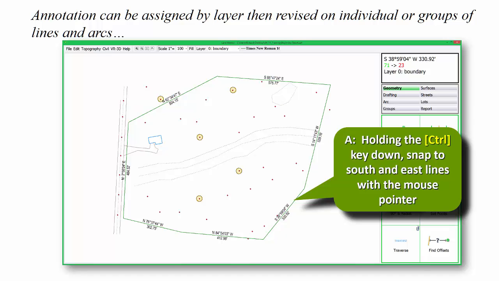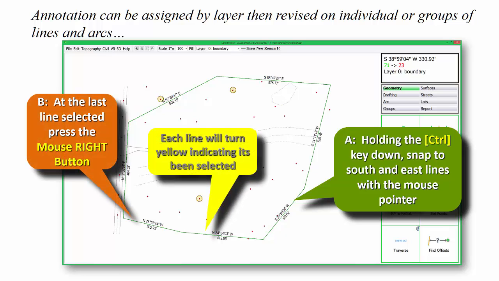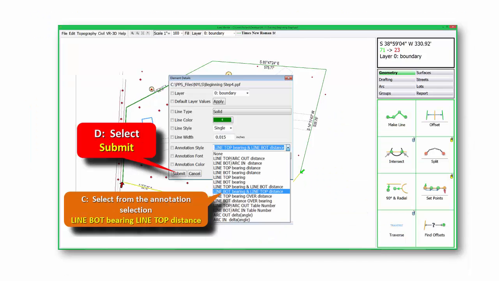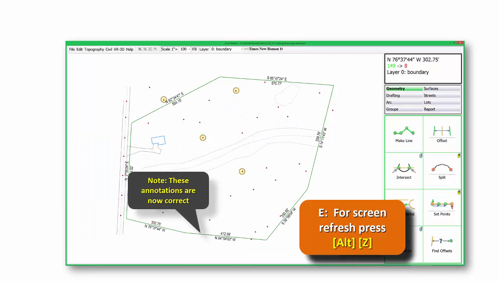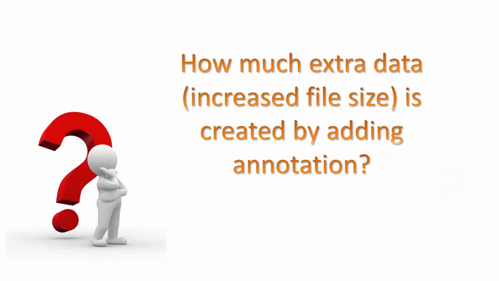So by holding Control down and the left button to snap to line work, each line will turn yellow, and then press the right button. I want you to then change the line with the bearing on the bottom and the dimension on top, distance. You'll get the dimensions on the correct side. Press Alt-Z or the screen refresh button on the top of the screen. The new bearings and distance is shown.